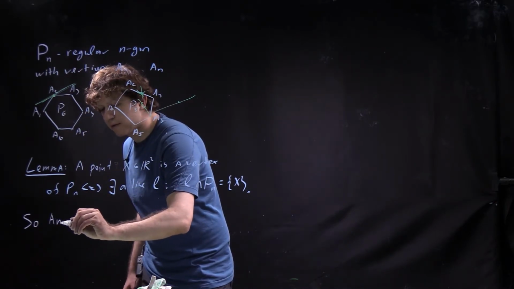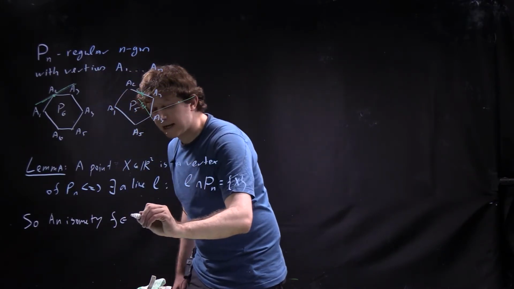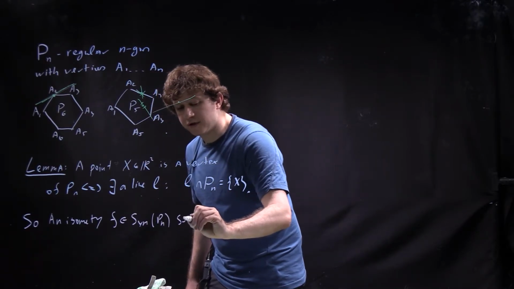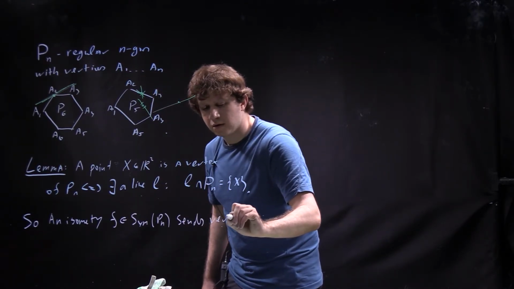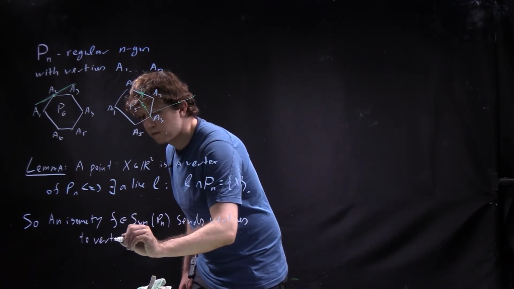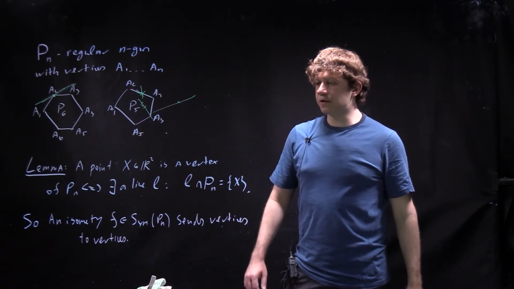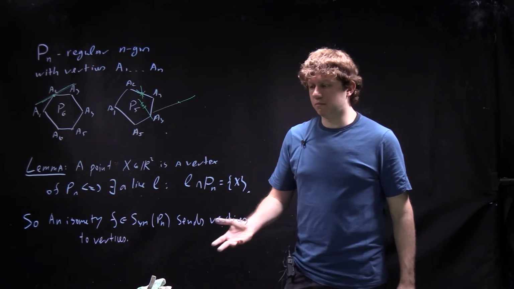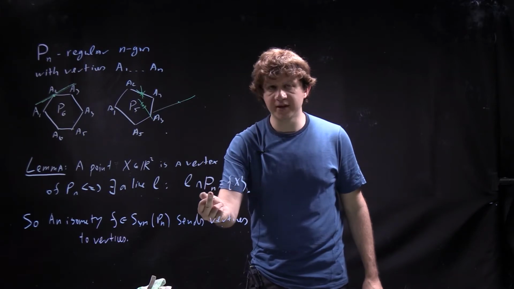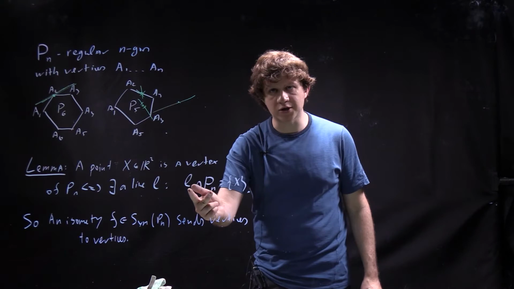an isometry F inside Sim of Pn sends vertices to vertices. And so, why? Because it sends lines to lines. Points in the polygon to points in the polygon. And of course it's a bijection, so it sends intersection to intersection.